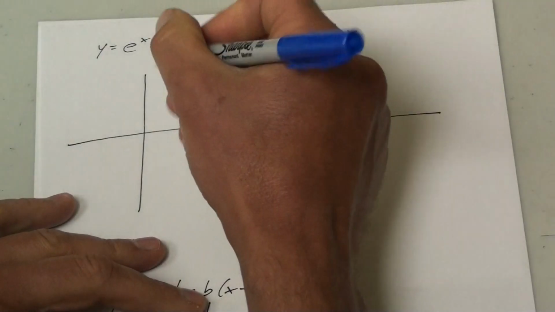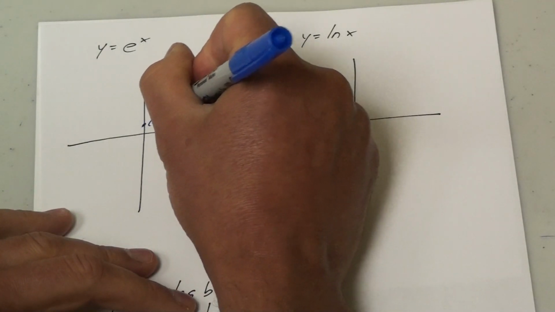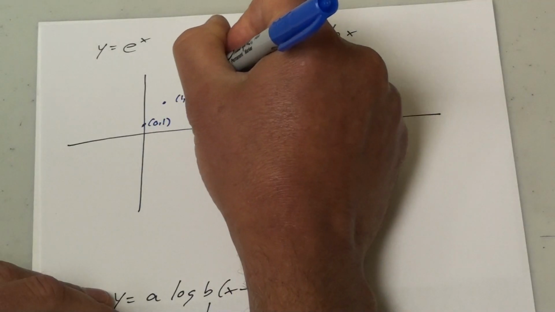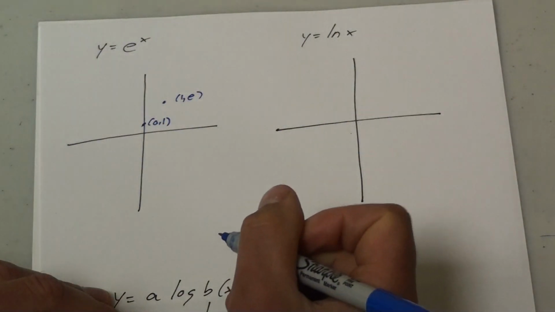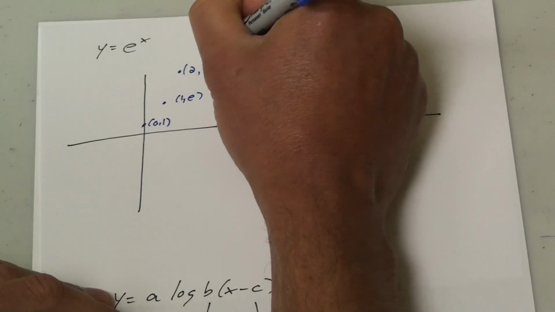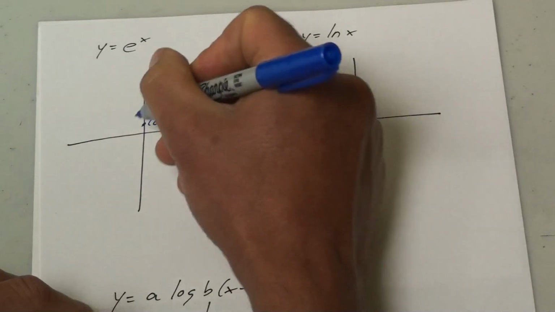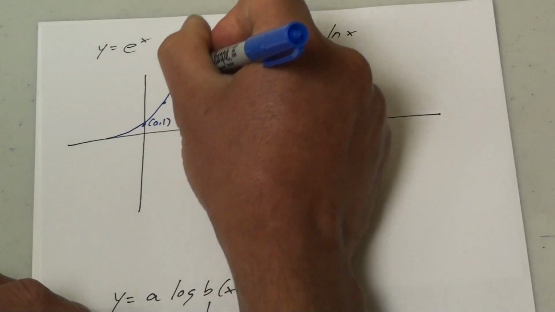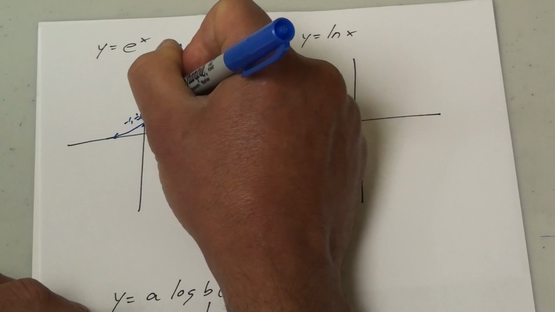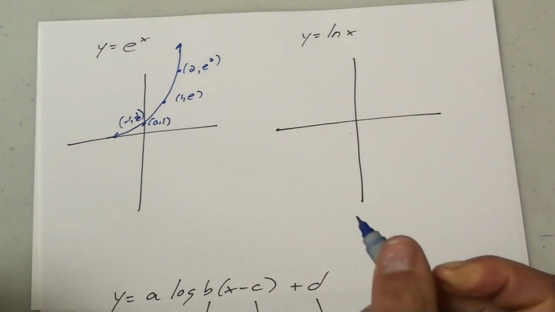Same holds true with the natural numbers. y equals e to the x. Okay, you have the point 0, 1. And then the next point is going to be on the exponential. It will be 1 and e, which is 2.71. And then you're going to have 2 and e squared. And it's going to move up like that. It'd be negative 1 and 1 over e, because it'd be e to the negative 1.